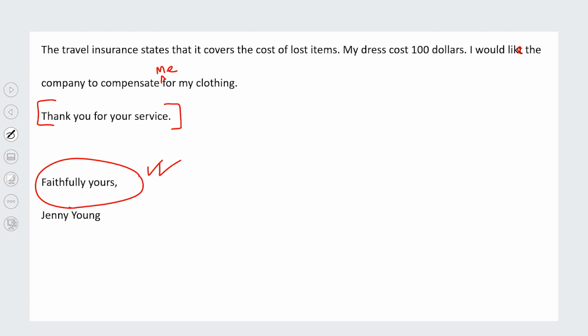And then in this letter, to me as a British person, it sounds a little bit odd, because thank you for your service is something you would say after someone has done something for you. So you might say to a waiter after your meal, thank you for your service. Okay, the action has already been completed. You're thanking them for carrying out the service.